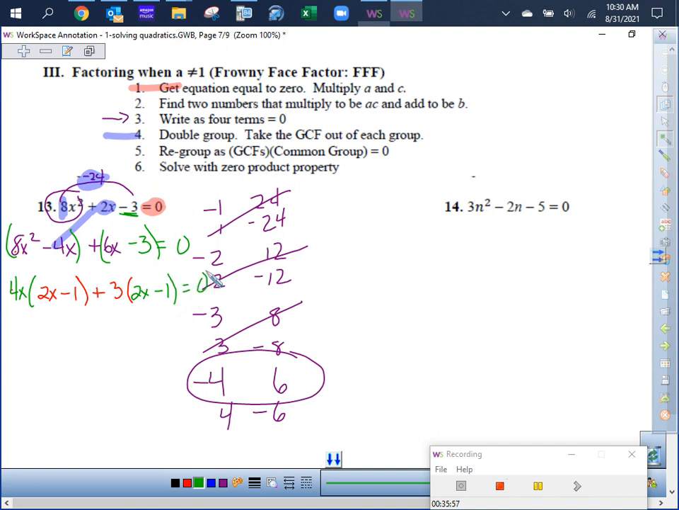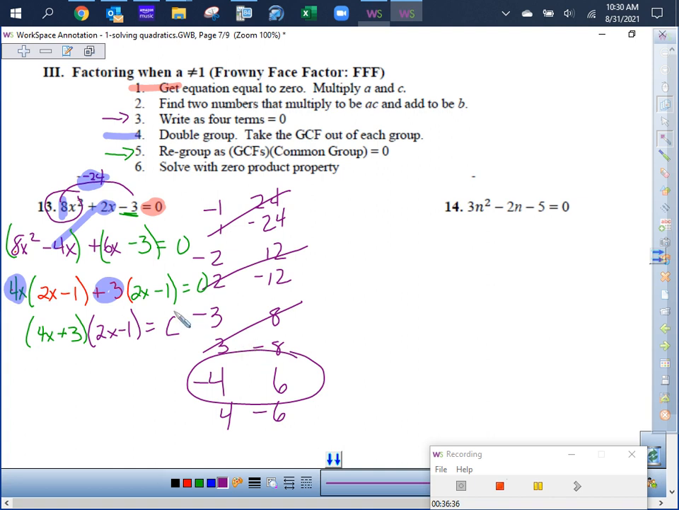So this is what's called the common group. That has to happen. The first time you got a 2x minus 1, the second time you get a 2x minus 1. If you're not getting that, you're not doing it right. I will help you find your mistakes. Right? And then the last move is to regroup. It doesn't matter what order you do. This was the GCF I took out the first time, and this was the GCF I took out the second time. Weren't those the GCFs? Make them one group right here. 4x plus 3. Then the common group goes next to it. Boom. 2x minus 1 equals 0.